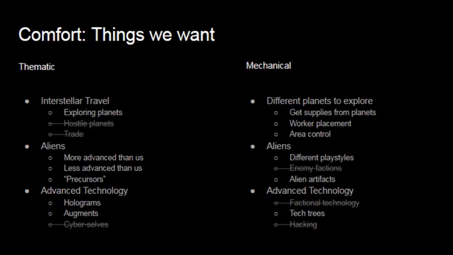So on that mechanical side, yeah, we're going to explore planets, going to place workers, control areas. The aliens will be different, but they're not going to be hostile. We're going to be chill with the aliens. It's going to be kind of a boosting everyone up kind of game, not smashing other people down. And as far as advanced technology goes, I don't really want the technology on the human side to be factional. I want the humans to be on the same playing field, and it's through their interactions with the aliens that their strategies might start to change. So we'll get tech trees, but they'll be from the alien side, not ours.